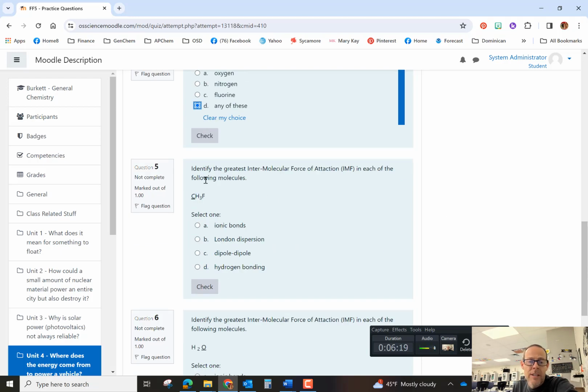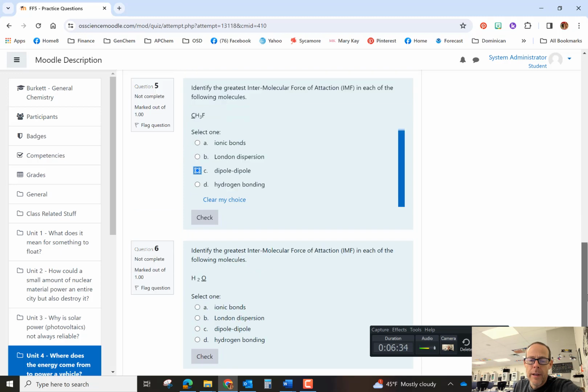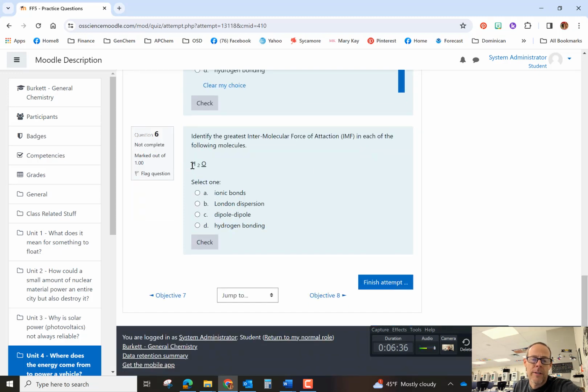This next one has 4 things around it, so it's tetrahedral in shape. 3 directions are H's, 1 direction is F, which means it's not pulling equally in all directions, which means it's polar. If it's polar, dipole-dipole. Next one, hydrogen. Do I have a hydrogen attached to N, O, or F? I do. Water has hydrogen bonding.